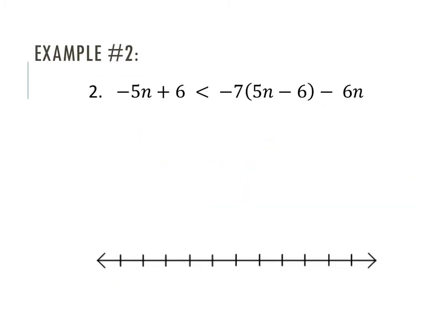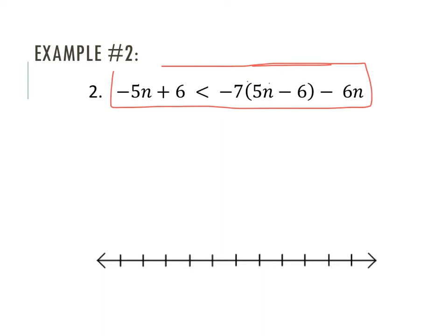So let's take a look at another one here. So here it gets a little bit more complex because we have to use the distributive property, get rid of parentheses here in order to solve for n. So this might involve multiple steps here to get n by itself. So remember, with order of operations, we do want to get rid of the parentheses first here when we're solving.